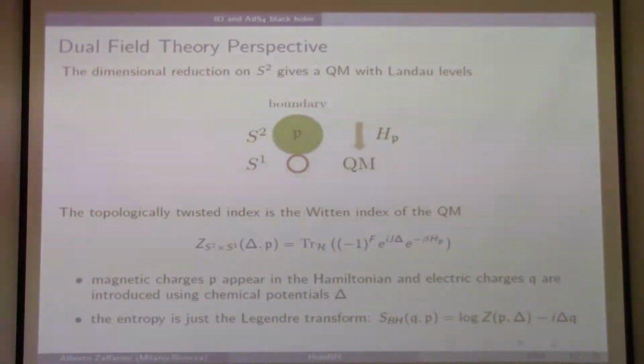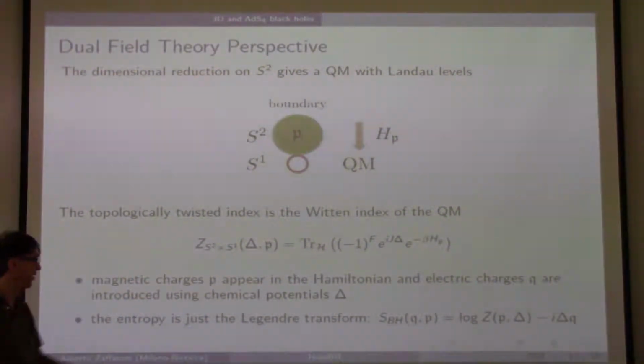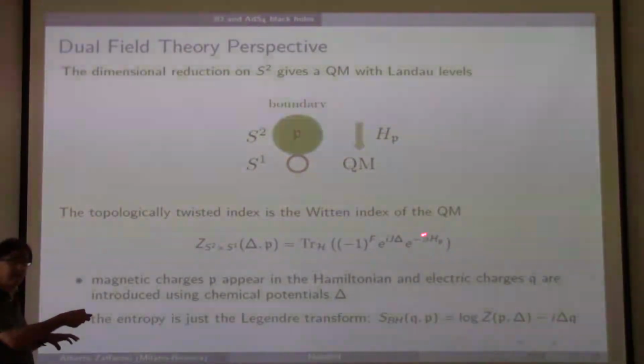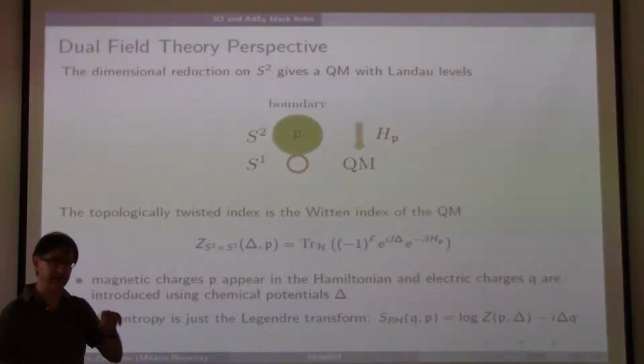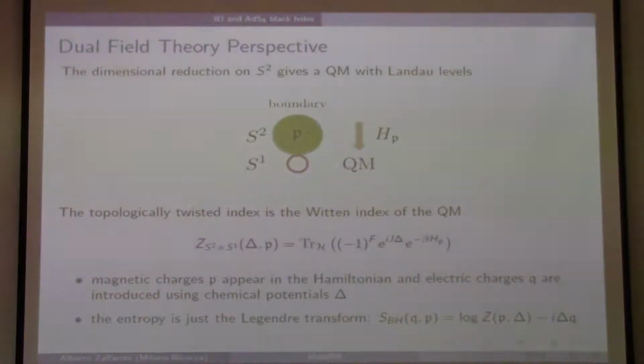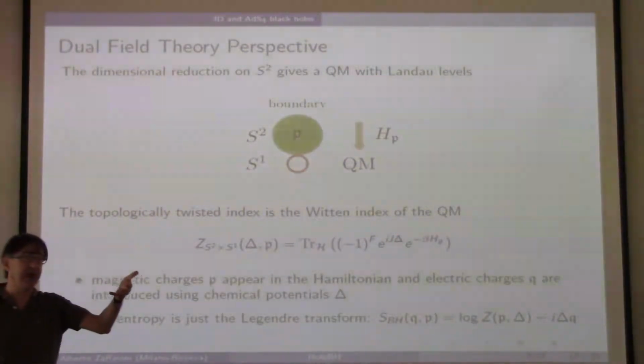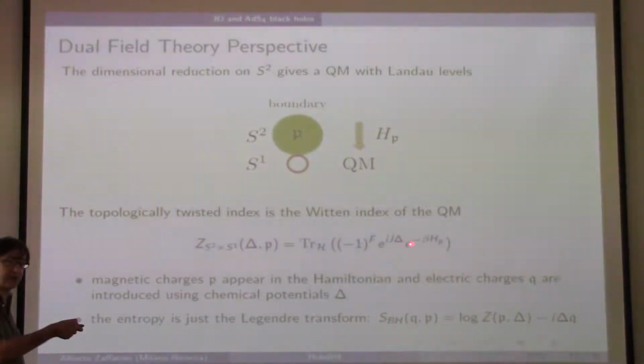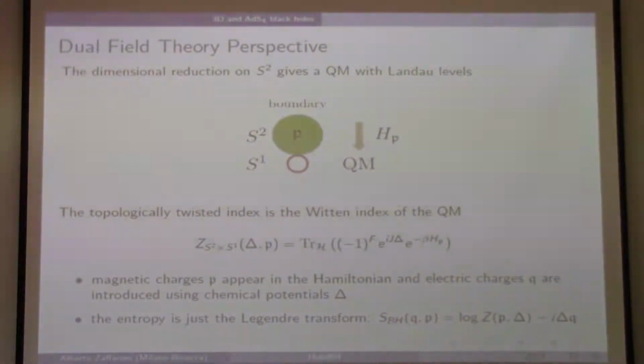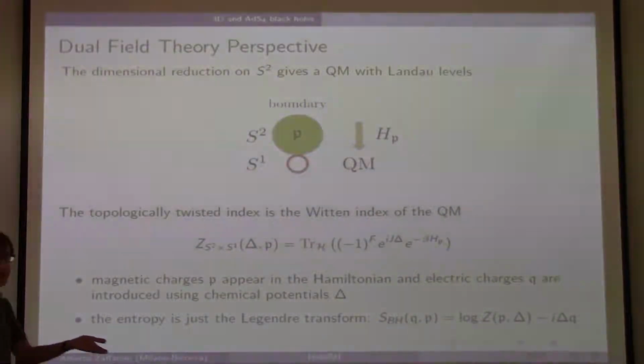Oh, notice that in this game, the black hole is dyonic, so it has magnetic and electric charges. The magnetic charges are hidden here, so they are in the Hamiltonian, they give the Landau levels. So for each set of magnetic charges, you have a different index. The electric charges are not manifest in the index, but these guys here, delta, are chemical potentials for some global symmetry in your theory. So this chemical potential is just the chemical potential canonically conjugated to the electric charge. So the electric charge enters through chemical potential. So essentially you are in a grand canonical picture for the electric charge.